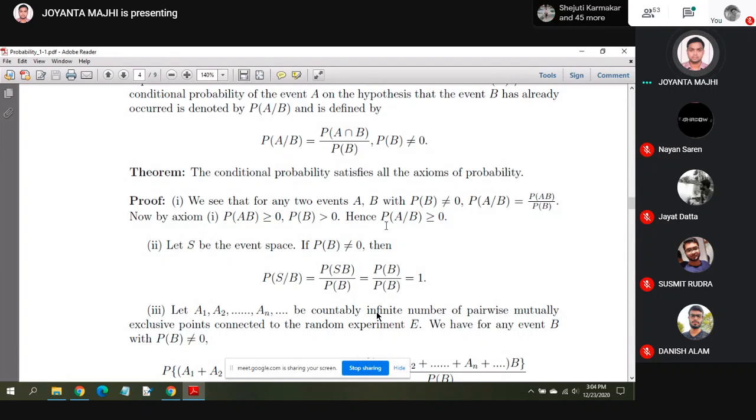But we know that S is the full set and S intersection B equals B. Therefore probability of S intersection B equals probability of B. Therefore probability of B by probability of B equals 1. Thus the conditional probability, on the hypothesis that the event B has already occurred, is equal to 1.